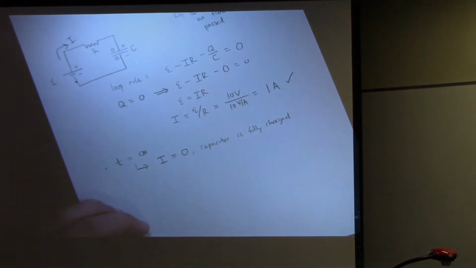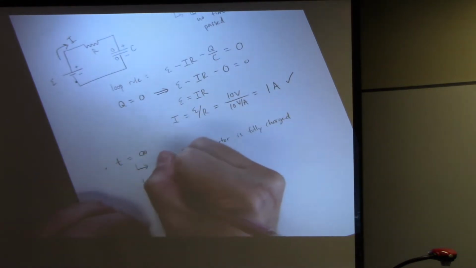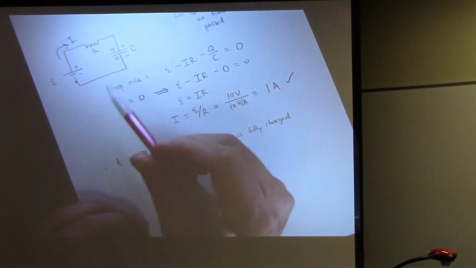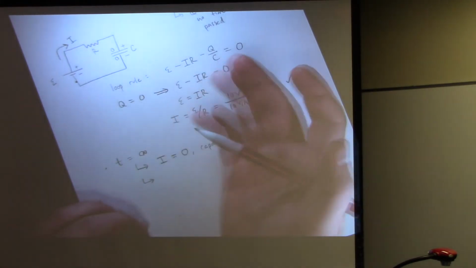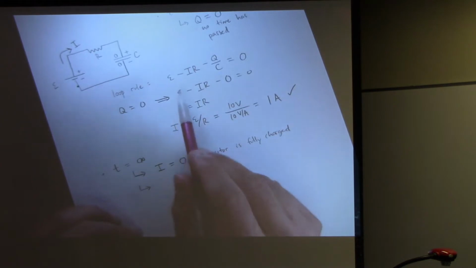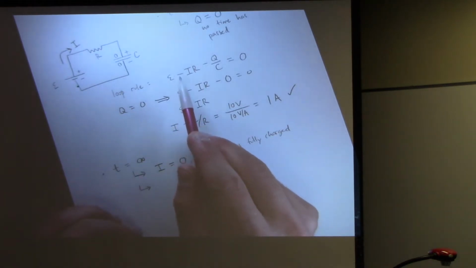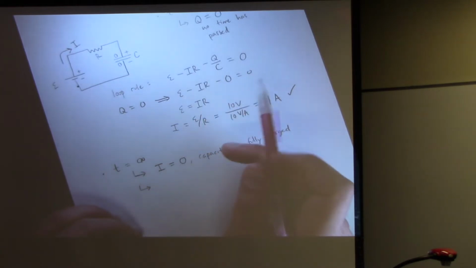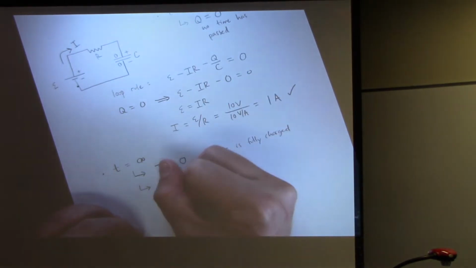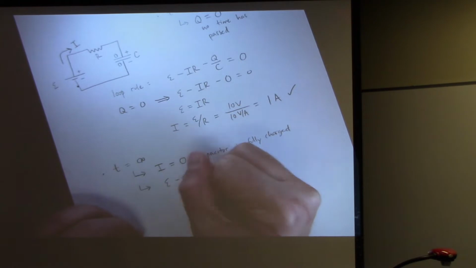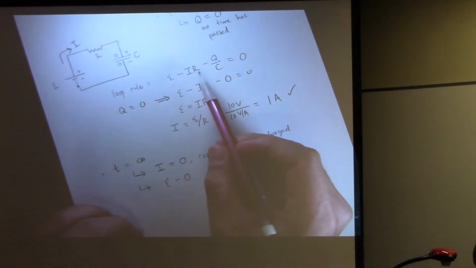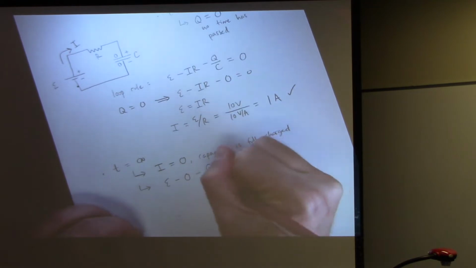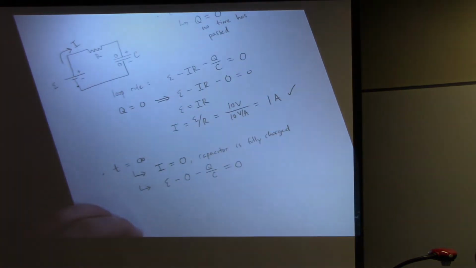And current stops flowing after the capacitor is fully charged. But then what about the Q value, or the amount of charge itself? Well, in this case, let's just go back to the same loop rule equation that we wrote down a second ago. Epsilon minus IR minus Q over C is equal to 0. This time, we're going to set the current equal to 0. So we have epsilon minus 0, and then minus Q over C equals 0.